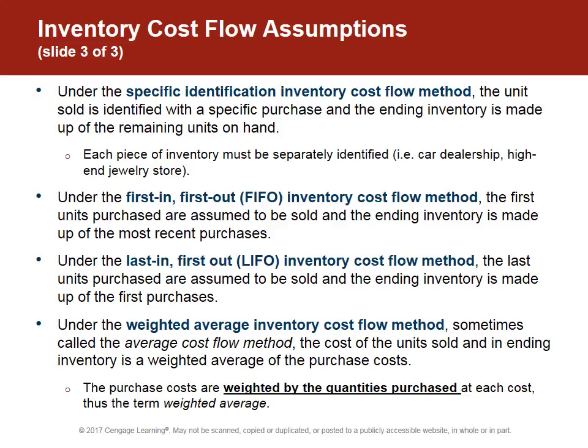FIFO says, let's take the cost of the first items that we have in inventory, and we'll assume that that's our cost of goods sold. LIFO says, let's take the cost of the last items, and let's assume that that cost is the cost of the goods that we sold. And that would mean that ending inventory is made up of the first purchases. Finally, weighted average is also called average cost flow. That said, let's just take an average. The heck with all of these complications. We'll just take a weighted average. And it has to be weighted by the quantities purchased to give us the best numbers.